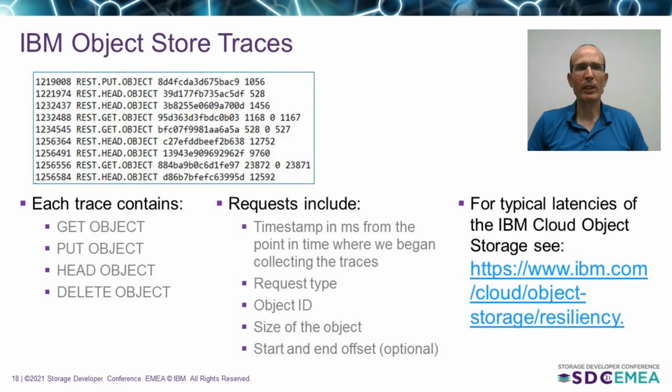Here's an example of what the traces look like. Basically, the traces contain GET, PUT, HEAD, and DELETE requests, where each request includes the timestamp when the request happened, the request type and object ID, the size of the object, and a start and an end offset if needed. You may need additional information, such as the typical latencies, and you can find them in the link that I'm providing here, courtesy of IBM, of course, so you don't need to reverse engineer it.